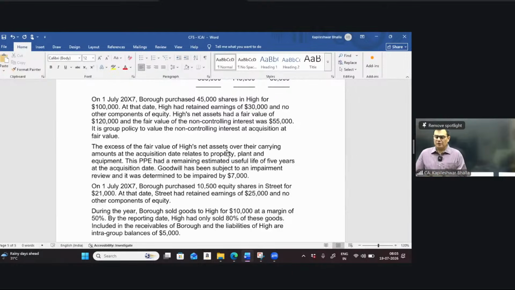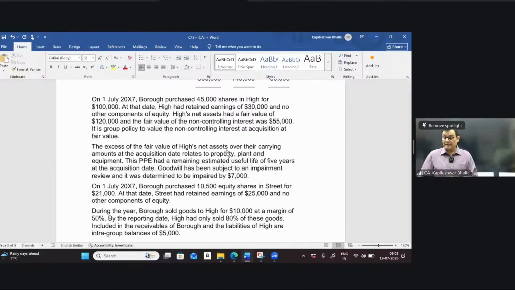Then he says on July X7, B purchased 10,500 shares in Street. That makes it an associate. We'll see the percentages. On that date, the retained earnings are given and there is no other component of equity. Then he says during the year, B sold goods to H, and that is 10,000 at a margin of 50%.